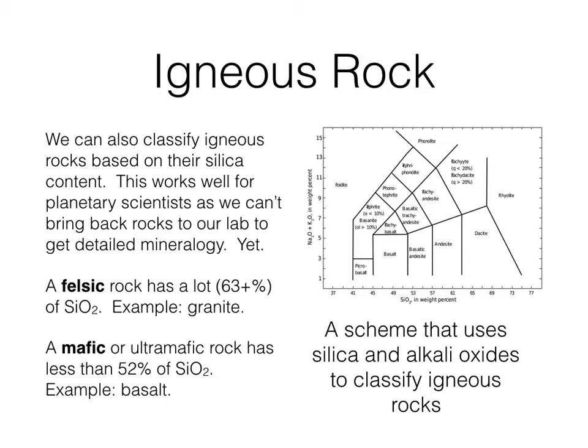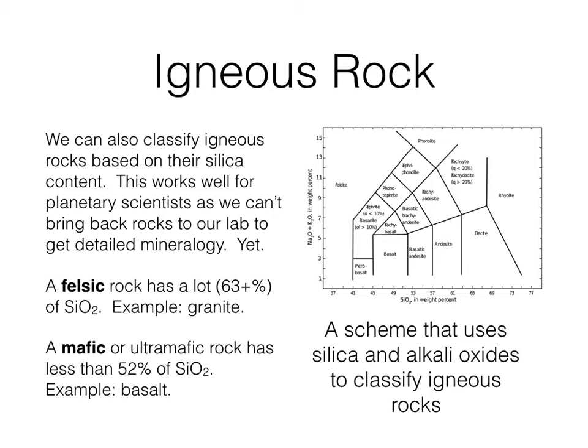So a good basic classification would just be felsic is the rocks that have lots of silicon dioxide, silica, and a mafic rock has less than that. Now, still, silicon dioxide is still really common as a mineral in rocky material. So even a mafic rock is only less than half silica. But we could still grade something on that scale.